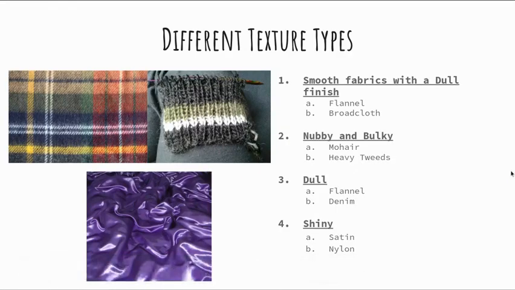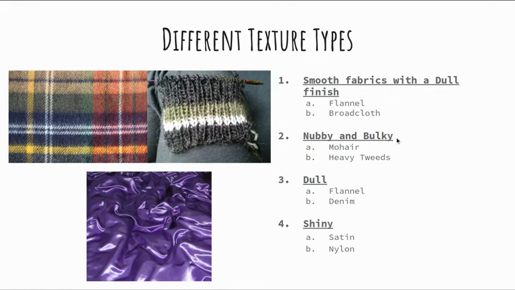So some other different types of textures, smooth fabrics with a dull finish. That's going to be like your flannel and your broadcloth. So think of your PJ pants. They're very soft, very comfy, but they're not going to be super shiny. They're not meant to be unless something special is woven in there.